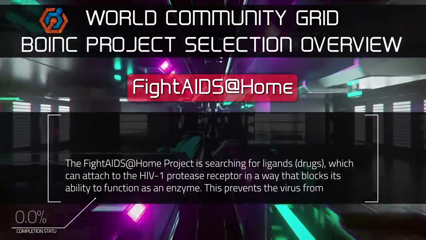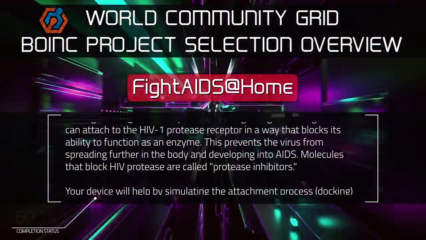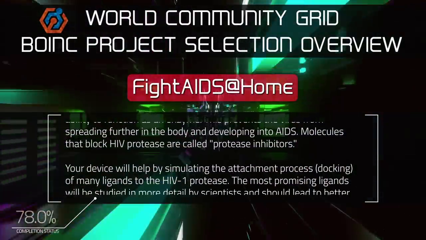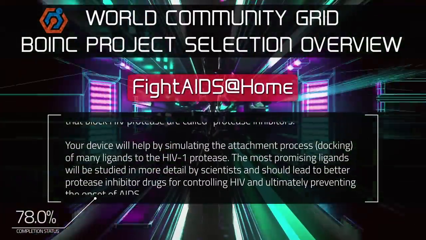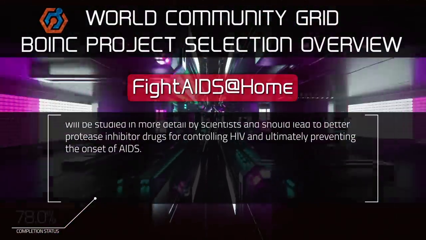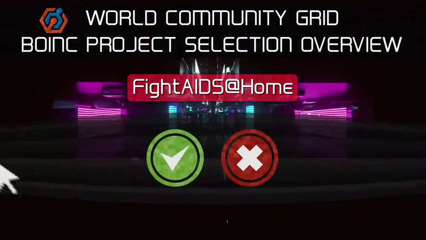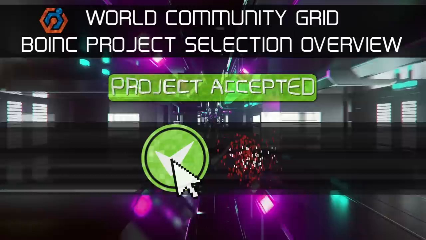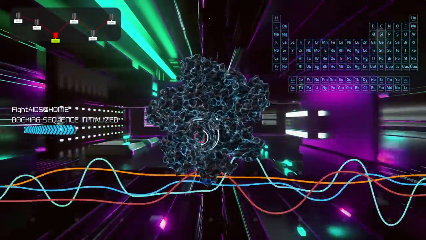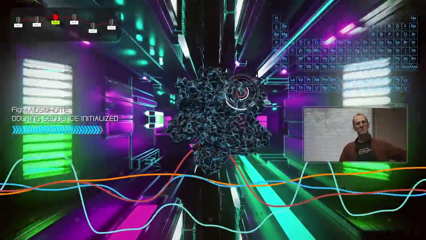The Fight AIDS at Home project is searching for ligands, drugs, which can attach to the HIV-1 protease receptor in a way that blocks its ability to function. This prevents the virus from spreading further in the body and developing into AIDS. Project accepted. Docking sequence initialized. Fight AIDS at Home is just one of many projects that are using BOINC.